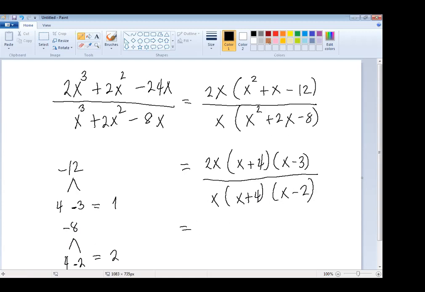And then find the common factors. So we have now x plus 4, x plus 4, x, and x here. Okay? So therefore, the final answer that we will have now is equal to 2 times x minus 3 all over x minus 2. Okay, questions? Understand?